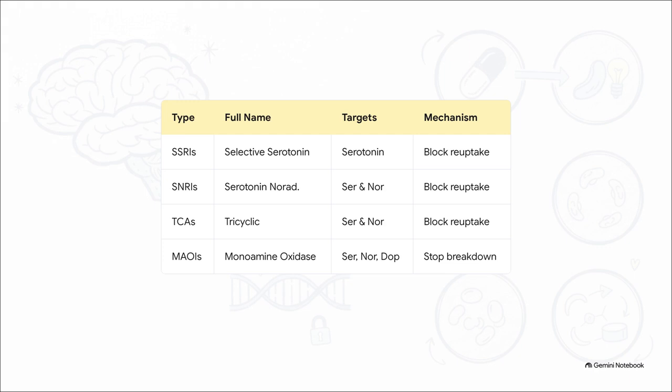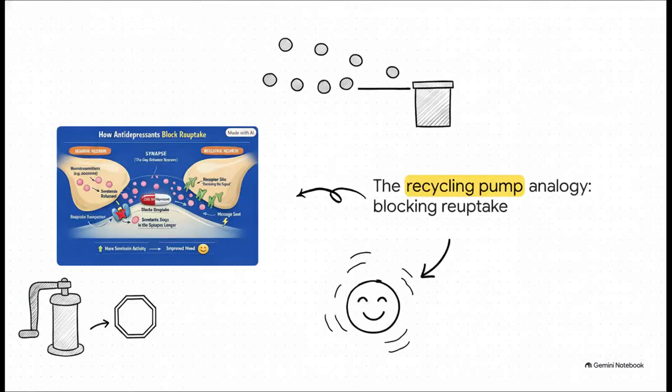That's a lot of acronyms, right? But despite these different names, they generally operate using one of just 2 primary mechanisms. They either block reuptake or they stop the breakdown of the chemicals. Let's look at that first mechanism, used by SSRIs, SNRIs, and TCAs.